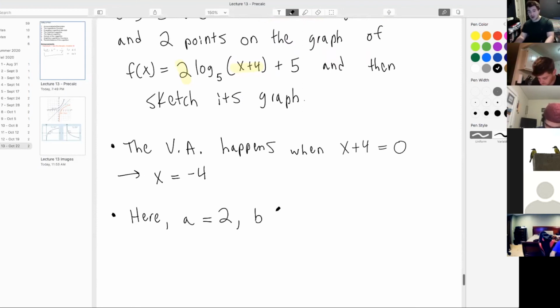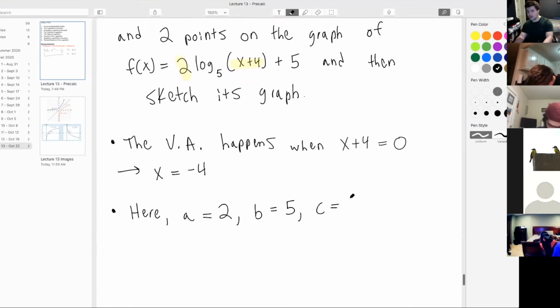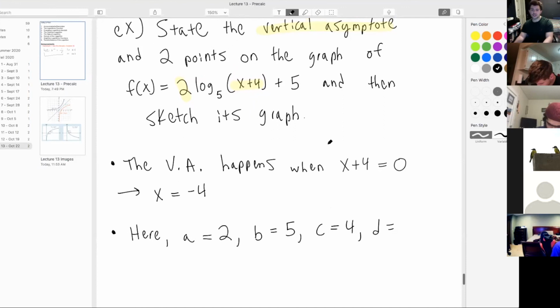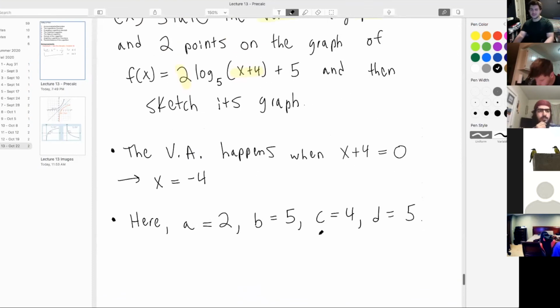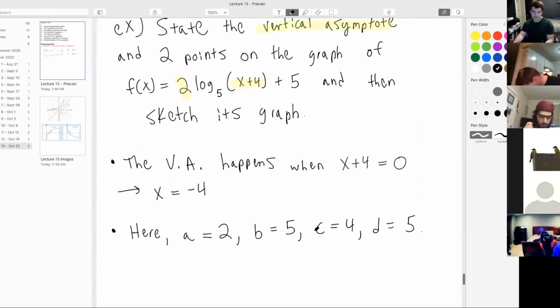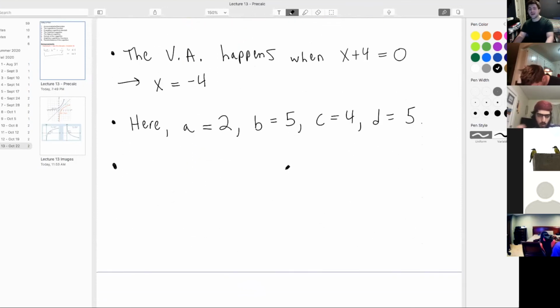The base of our logarithm is 5, so B is 5. C, which is our horizontal shift, that's the plus 4, so C is 4. And D, which is the vertical shift, that's 5. Okay? So I hope everyone can see where I got these A, B, C, and D numbers from. I just read them off from the function. And why do I need them? It's because I can get the 2 points that the graph passes through.